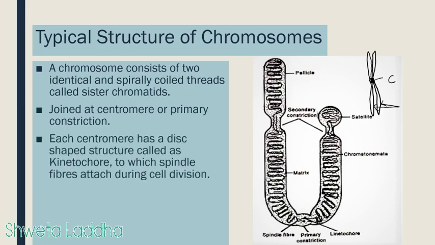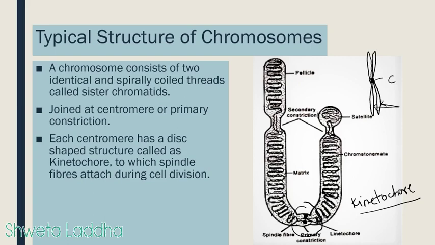Each centromere has a disc-like structure. Look at this primary constriction. Look at these two dark balls. If you can see properly, these disc-like structures are called kinetochores. And what is the function of a kinetochore? The kinetochore provides a space for attachment of the spindle fibers, so that the sister chromatids can be pulled apart later in anaphase. So the kinetochore provides space for the spindle fibers to attach themselves during cell division.